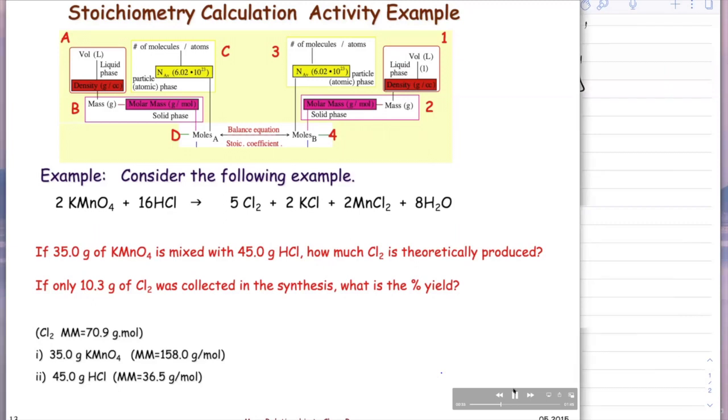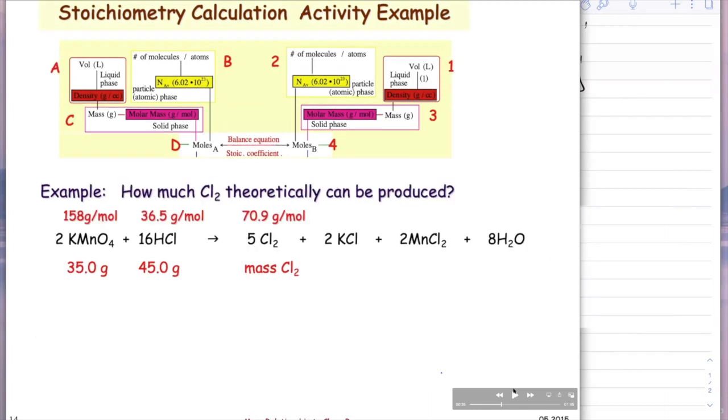So when we set this problem up, you can see that what I've done was put the molar mass of the chemicals I'm interested in at the very top, because you want it out of the way. And then I put the information that the problem presents at the bottom. 35 grams for potassium permanganate, 45 grams for hydrochloric acid. And then the question is, what mass of chlorine?